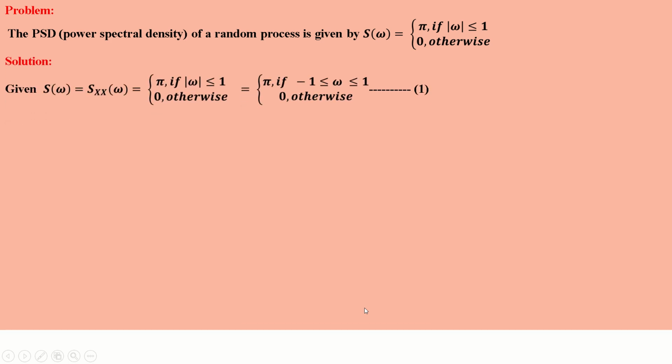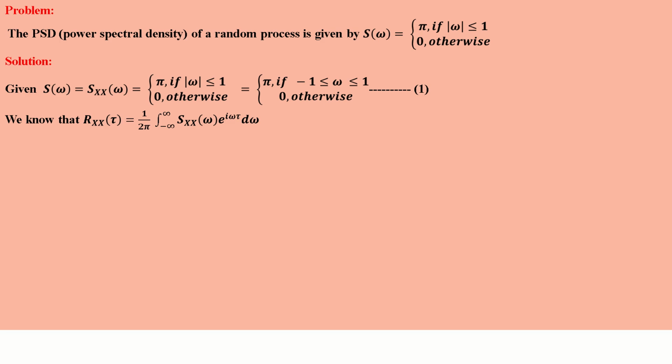Next problem: the PSD of a random process is given by S(ω) = π if |ω| ≤ 1, 0 otherwise. So given S(ω) = S_XX(ω) = π, ω lies between -1 and +1, 0 otherwise. This is equation number 1.